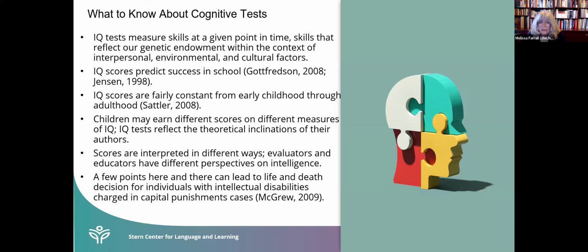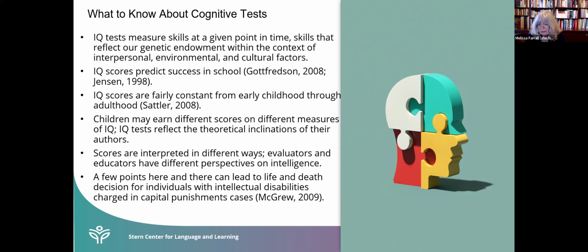So, things that you need to know about IQ tests. They measure skills at any given point in time, right? So when we are measuring the skill of an 8-year-old, we are measuring their skill at that particular time in the context of their genetic makeup, in the context of the environment that they've experienced, in the context of the culture that they've experienced.